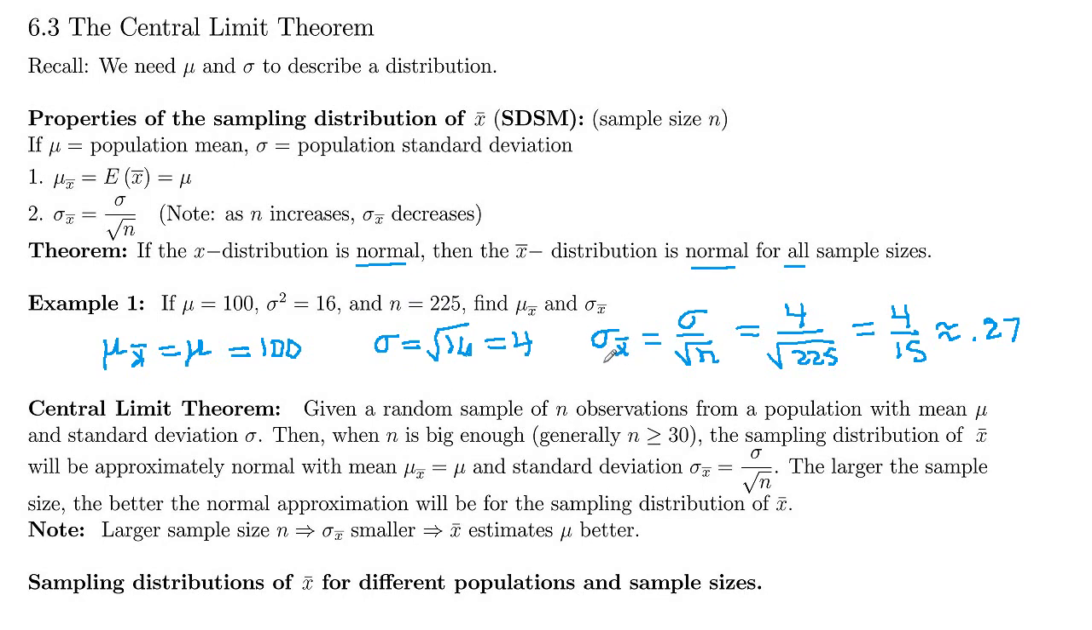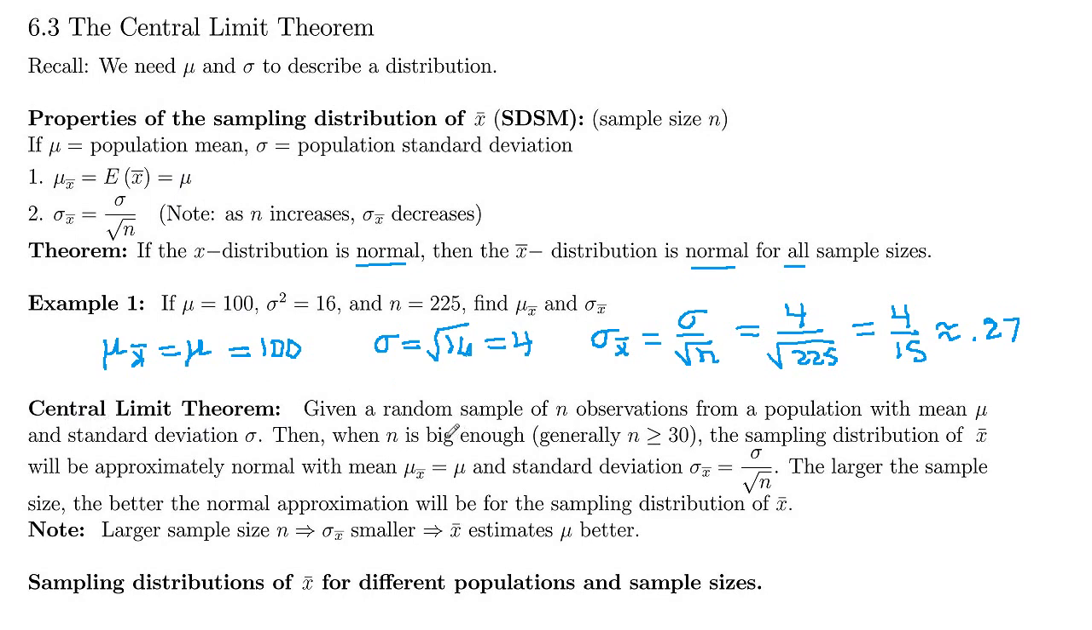Right, because if we found the standard deviation of the X bar distribution and just multiply it by square root of n, we'll get the standard deviation of the population. So this is actually a special case, these properties, of what's called the central limit theorem.